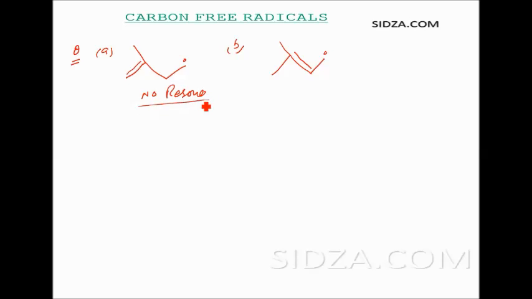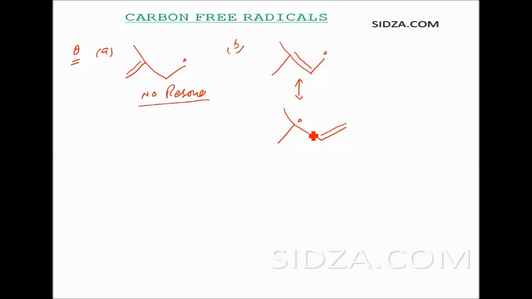Whereas in this free radical you can delocalize it, because you have a free radical, then a single bond, then a double bond. So the free radical is actually present at the allylic position. This is a conjugate system, and resonance is possible over here. The double bond will shift like this, and the free radical will be here. Now this is a secondary free radical, and this is the tertiary free radical.